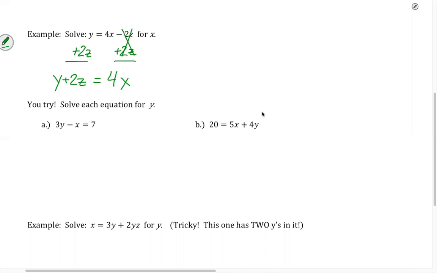Emma, how do I get rid of the 4 in front of the x? Divide by 4. So let's divide by 4. And notice I divide everything by 4. That's going to be 1/4 y. 2 over 4 is 1/2. So I have 1/2 z equals x. And there, x is by itself. And I could rewrite that as x equals 1/4 y plus 1/2 z.